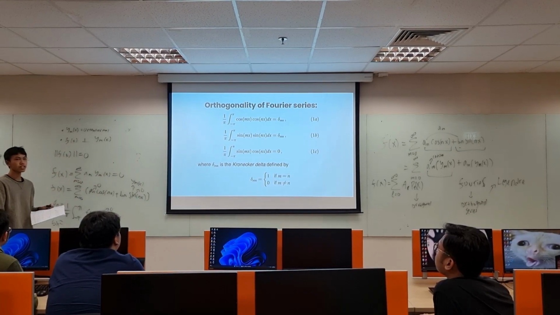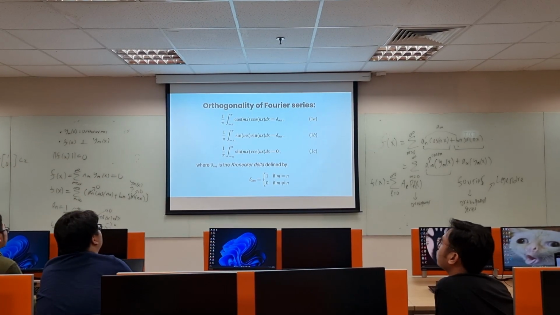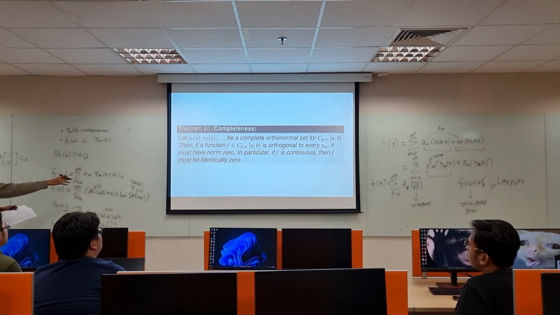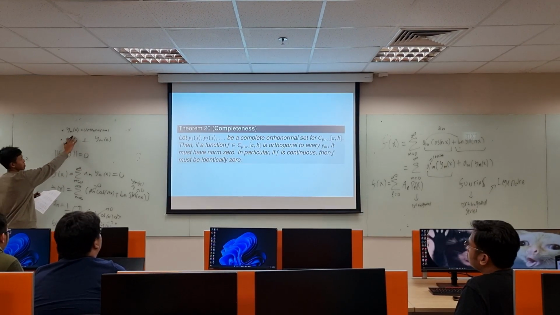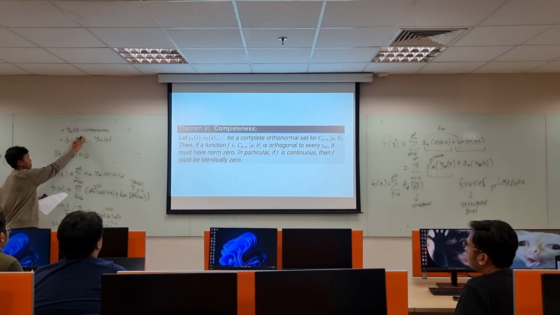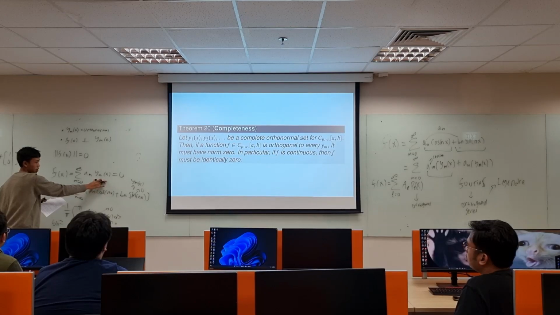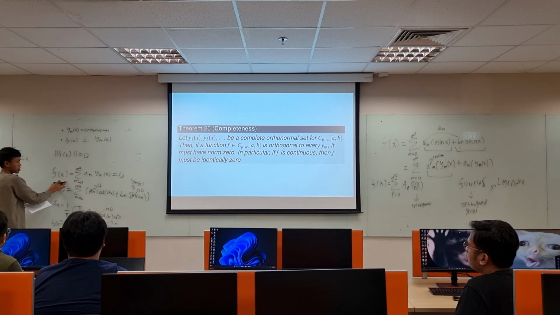I want to expand on theorem 20. So if ymx is orthonormal and fx is orthogonal to every ymx, then the norm of fx is 0. I want to prove it using Fourier series.